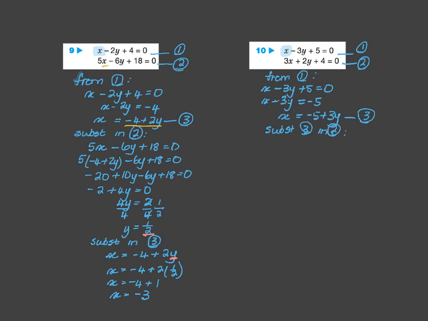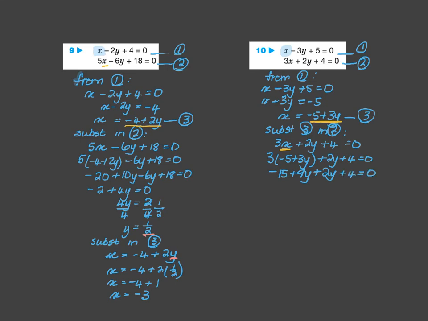Okay, equation 2 is 3 times x plus 2y plus 4 is equal to 0. What substitution am I doing? Well, I'm replacing x with negative 5 plus 3y, so that's that x over there. It's 3 times x plus 2y plus 4 is equal to 0. Remove the brackets, minus 15 plus 9y plus 2y plus 4 is equal to 0.